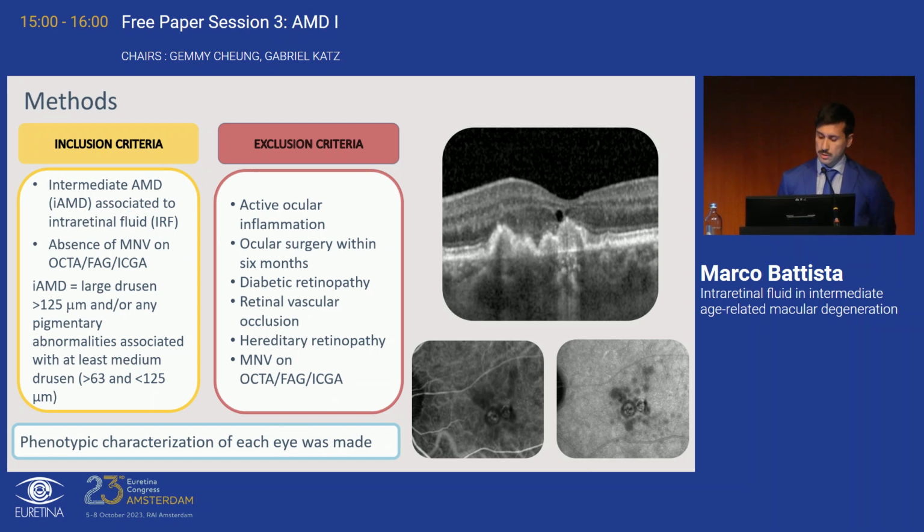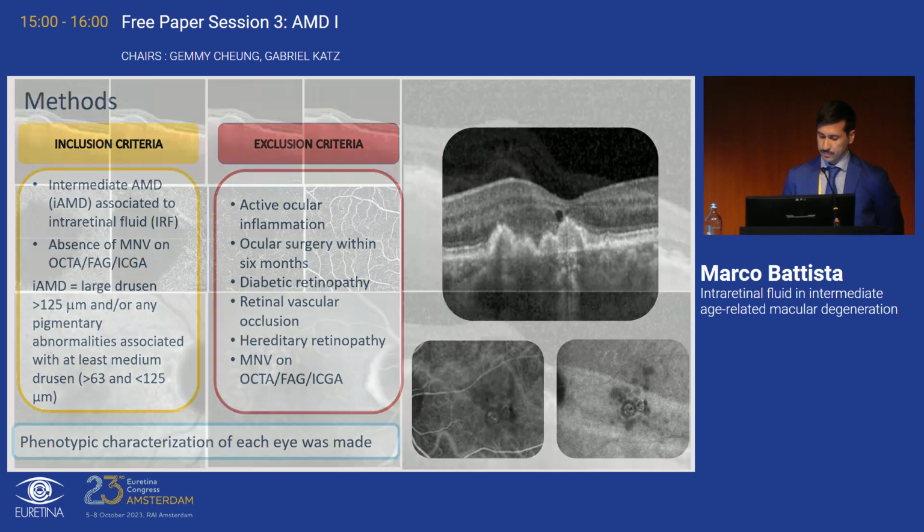Clearly, we excluded patients with MNV, and we excluded it through angiographic exams such as fluorescein angiography, ICGA, and OCTA. We also excluded patients with a history of ocular inflammation, so uveitis, but also other types of retinopathy, such as diabetic retinopathy, retinal vascular occlusion, and also recent surgery.